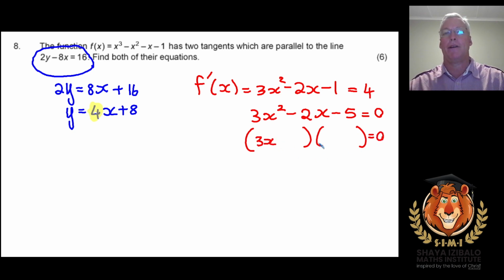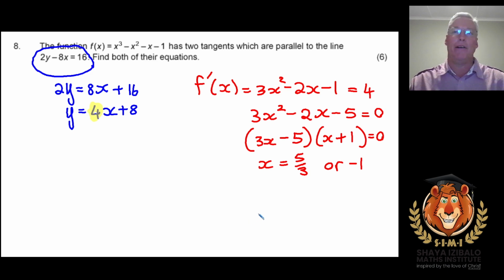It must be 3x, it must be x. It must be 5 and 1. I don't want to put the 5 here, otherwise I'll get 15. So 5's going there, 1's going there. I want negative 2, so (3x minus 5)(x plus 1). So the x values are x equals 5 over 3 or negative 1. I now need the y values of these points of contact.